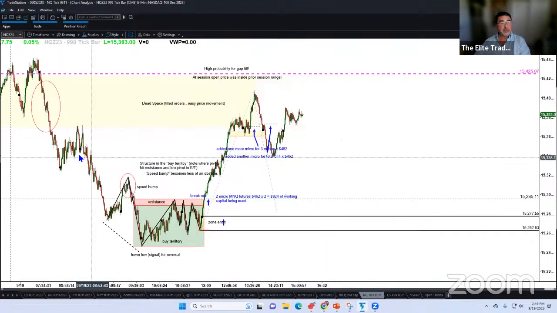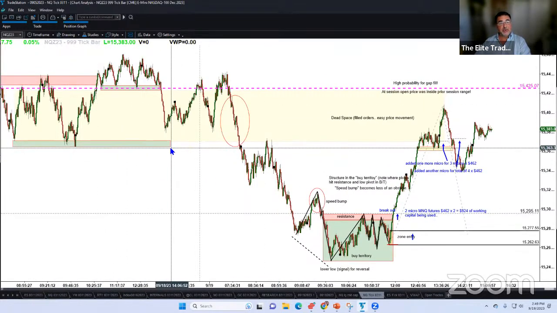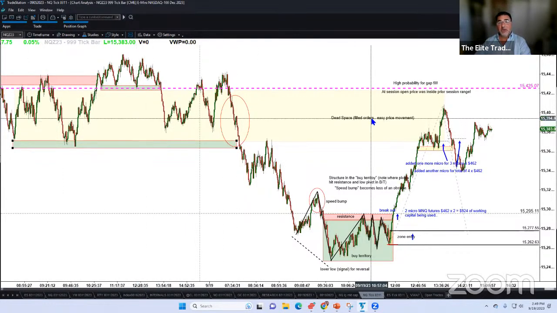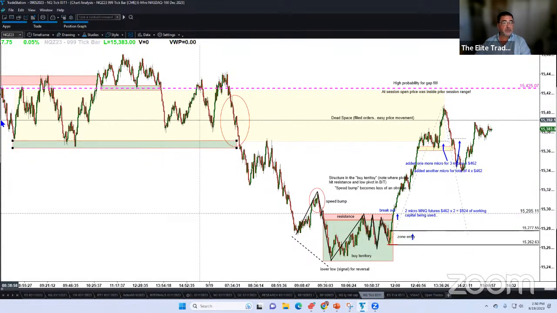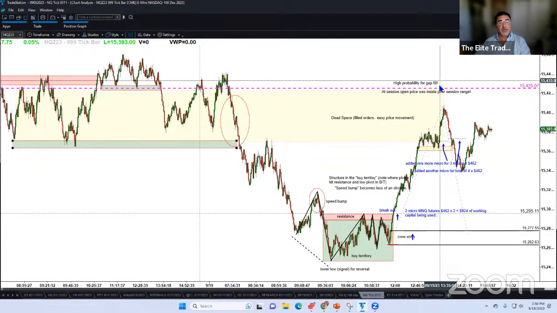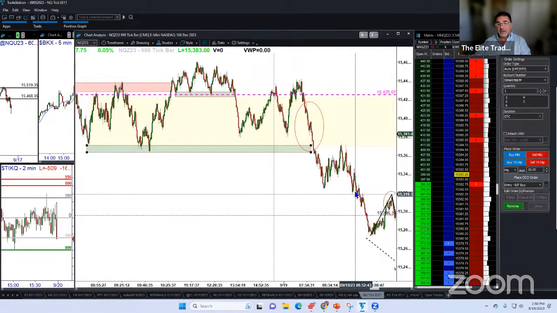Also in this example as well, we had this area between the resistance and a solid support, okay, where price had done many transactions in here, and we call that the dead space. And in the dead space, we should have easy price movement, okay? We had easy price movement to the downside because all the orders were filled, okay? And then to the upside, we still have a little bit more to get up there and fill that gap, okay? Which I expect to happen by the tomorrow morning session, okay?